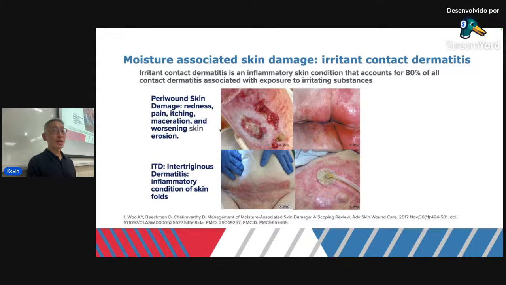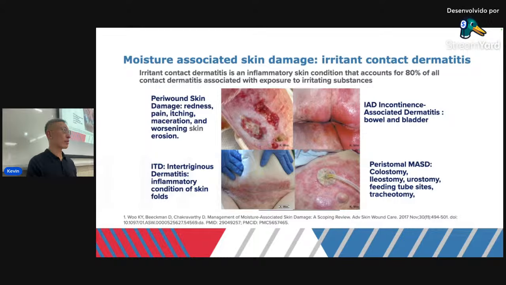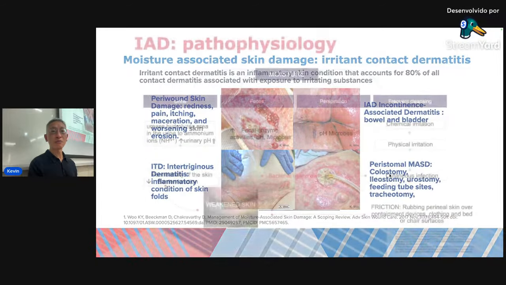But also we see that damage to peri-wound skin. You can see that the area is quite macerated. We can see that area in the intertriginous region, in between skin folds, where there may be a lot of moisture accumulation, result in different types of skin damage. IAD, of course, that's the major presentation of MASD, and not to forget about the peristomal type MASD around colostomy, ileostomy, even feeding tubes or tracheostomy patient as well.